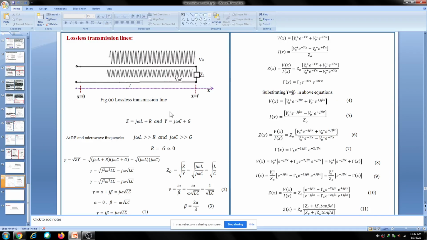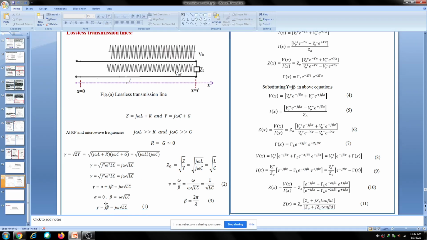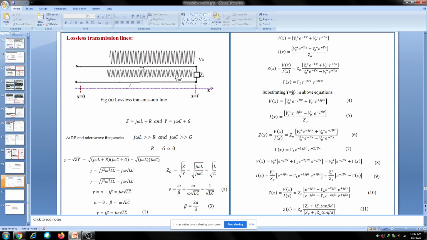At RF and microwave frequencies, usually j omega L is much greater than R and j omega C is much greater than G, and then alpha becomes 0. In such a case, two waves will be on the transmission line, but their amplitudes do not decrease as a function of distance. The reflected wave retains the amplitude with which it was generated at the load side as it travels.